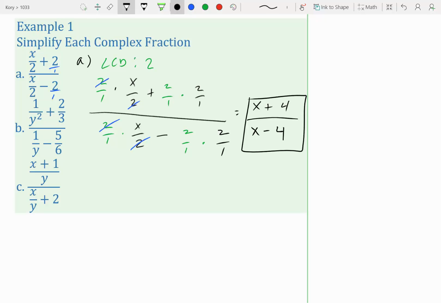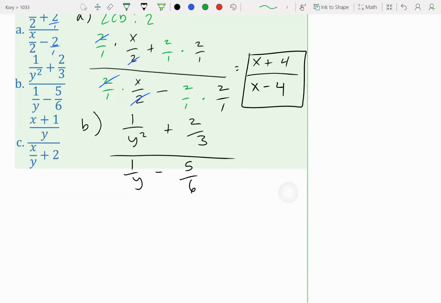Moving on to part B. So part B, we have 1 over y squared plus 2 over 3, all over 1 over y minus 5 over 6. So let's take a look at all of our denominators. We have y squared, 3y, and 6. Now let's take a look at the numbers first. So we have 3 and 6. Well, 3 and 6 have 6 in common.